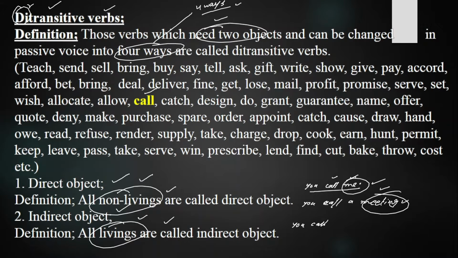You call me a meeting. Now you call a meeting for whom? For me. You call me what? A meeting. So here the meaning is clear and understandable. We mostly bring the indirect object at the beginning and the direct object at the end. But if you want to shuffle the places, you can bring the indirect object at the end and the direct object at the beginning. Then your indirect object me will be followed by a preposition, like you call a meeting for me. So these are the two ways in active voice.